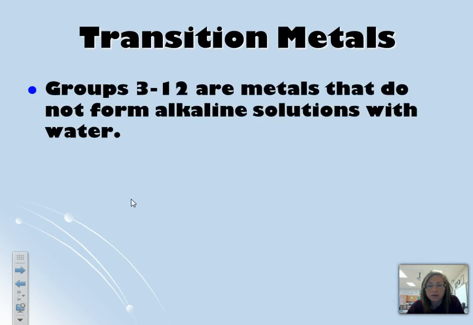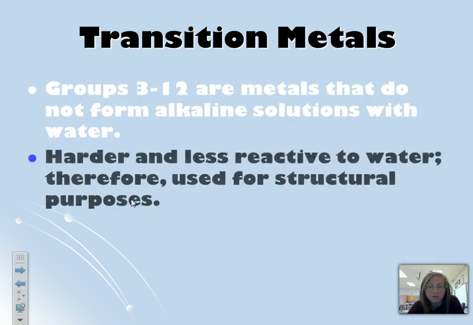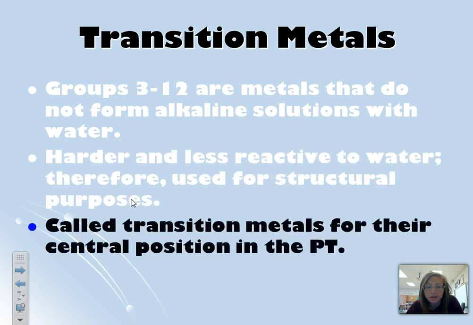Then the last thing we're going to talk about are the transition metals. They make up that block that I told you is kind of like a bridge between group 1 and 2 and 3 through 8. And they're called the transition metals. They do not form alkaline solutions with water. They are harder and less reactive, and that's why we use them for structural purposes. And again, they're called transition metals because of their central position in the periodic table.